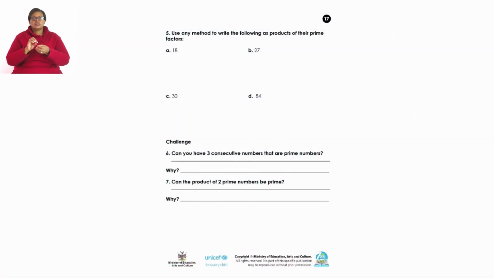Number 5, use any method to write the following as a product of their prime factors. You can use the ladder method or factor tree method, but remember to give the answer. So you write the number as a product of its prime factors. A, you have to look for 18, B 27, C 30, and D 84.